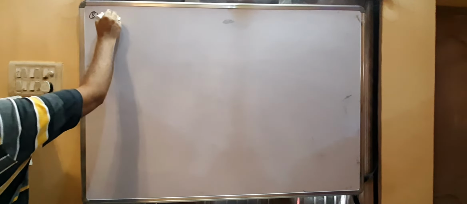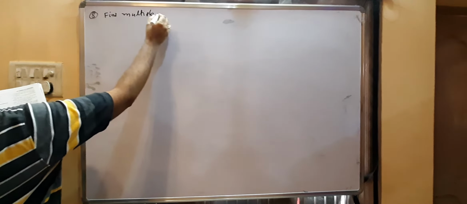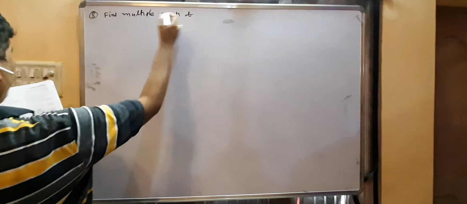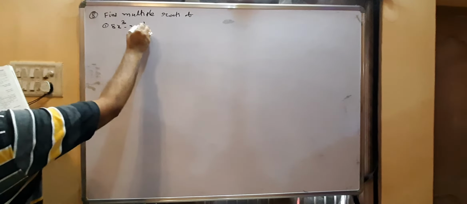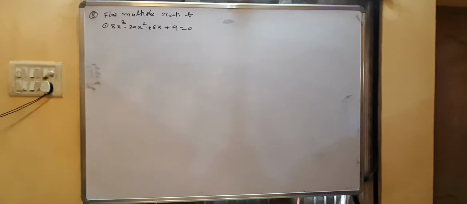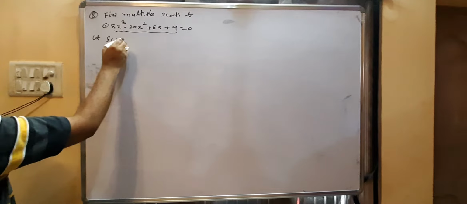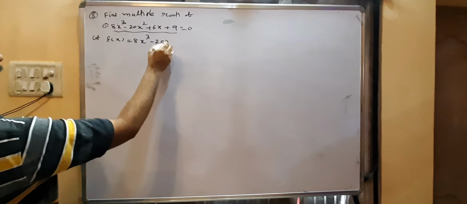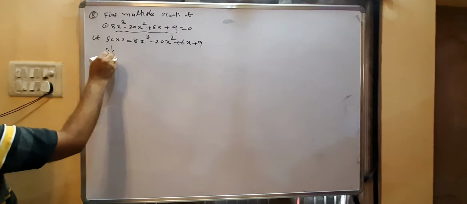8th one. Find multiple roots of, first one, 8x cube minus 20x square plus 6x plus 9. Multiple root means it is repeated 2 times or 3 times, we don't know. You have to find the multiple root. The given equation, take as f of x. Let f of x equal 8x cube minus 20x square plus 6x plus 9. Now you have to find f dash, the derivative of f of x.